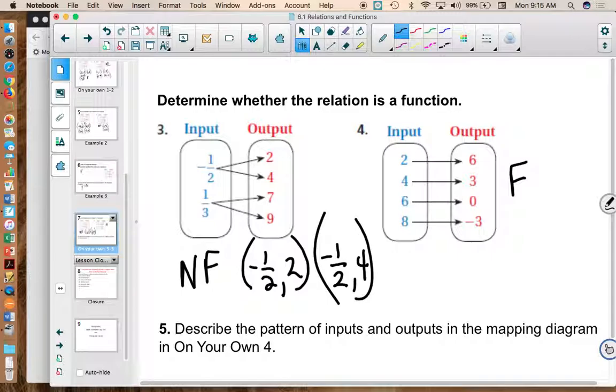Describe the pattern of inputs and outputs in the mapping diagram on number 4. Okay, I'm going to put in a 2. What happens to the 2 that it's kicking out as a 6? What happened to it? 2 plus 4? Well, that would be one way, but is it going to hold true if I shove a 4 in there and I get a 3? Something's wrong there. What's happening?